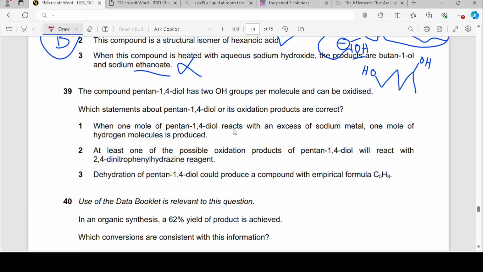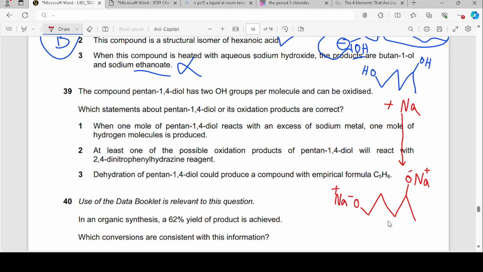When 1 mole of pentane 1,4-diol reacts with an excess of sodium metal, 1 mole of hydrogen molecules is produced. Well, if I react this compound with an excess of sodium metal, what do I get? I would get this compound with ONa. Both of the hydrogens, because they're both alcohols, can be replaced by sodium here. So you get that compound with O minus Na plus at both positions. You could write it as this.